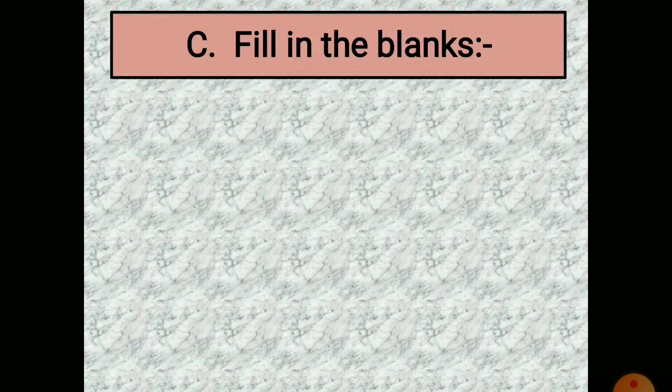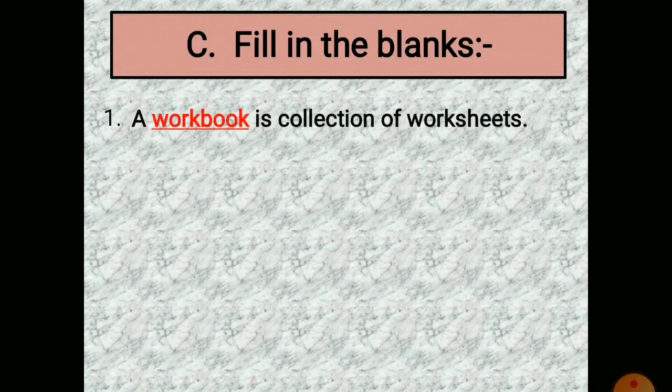First of all, we will do fill in the blanks. Question number 1, a dash is a collection of worksheets. Student, when we open the Microsoft Excel window, by default the 3 sheets are there, sheet 1, sheet 2 and sheet 3. You can add as many as you want. So we can say that a single file in Excel is known as a workbook, and it is the collection of worksheets. Clear?